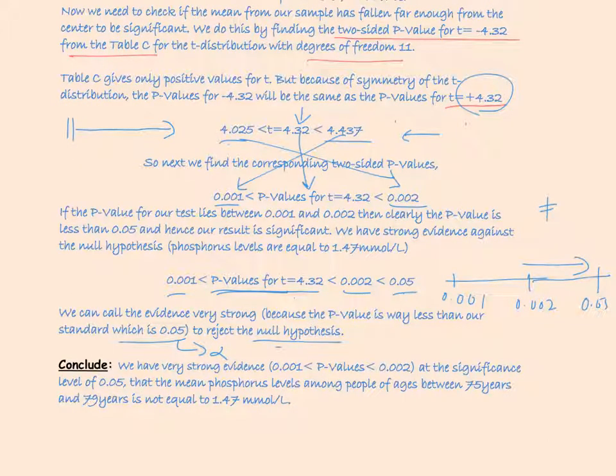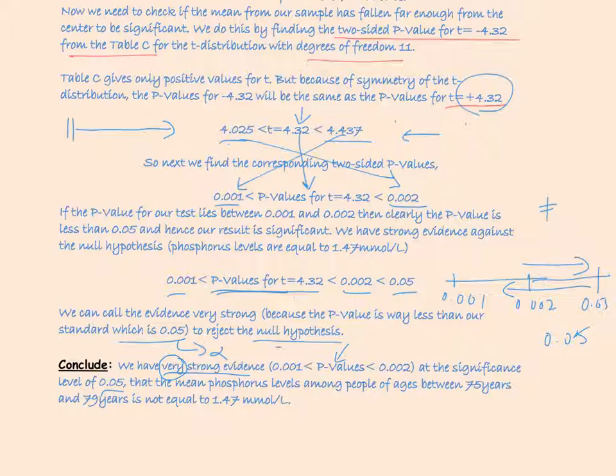So our conclusion is we have very strong evidence. And why do we need to use the word very? Because our standard was if we got anything less than 0.05, then we would say we have evidence. But what we got is way less than 0.05. This is a very small p-value. So that's the reason why I said we have very strong evidence at the significance level of 5%, which is 0.05, that the mean phosphorus level among people of ages between 75 and 79 is not equal to 1.47, and that's exactly what we proved.